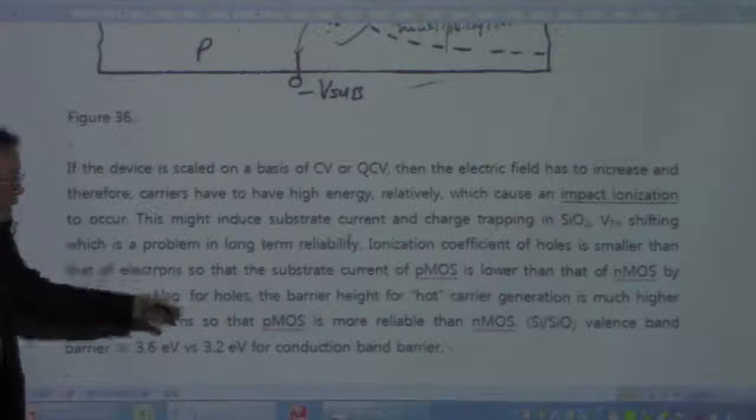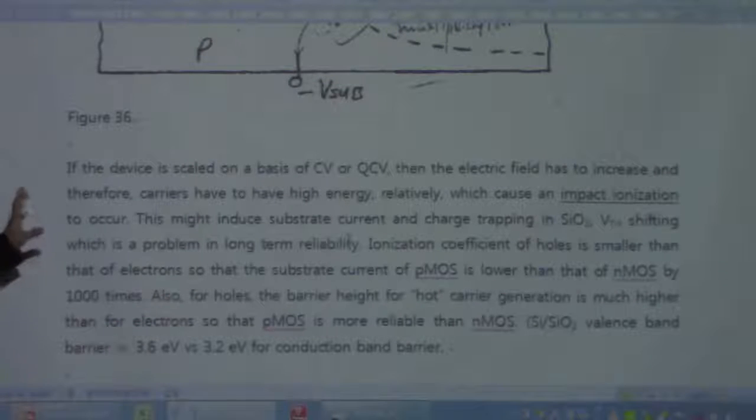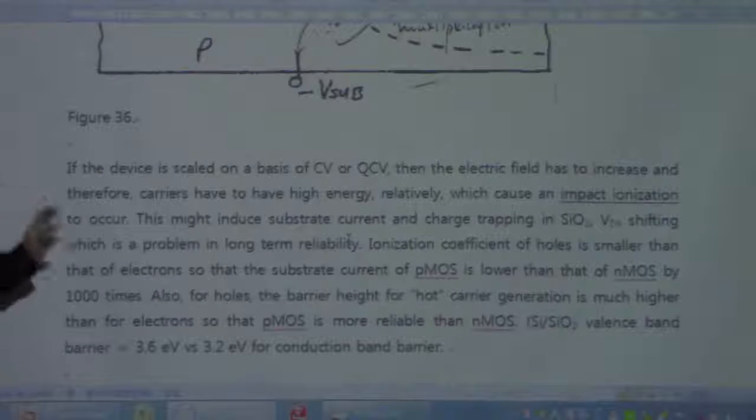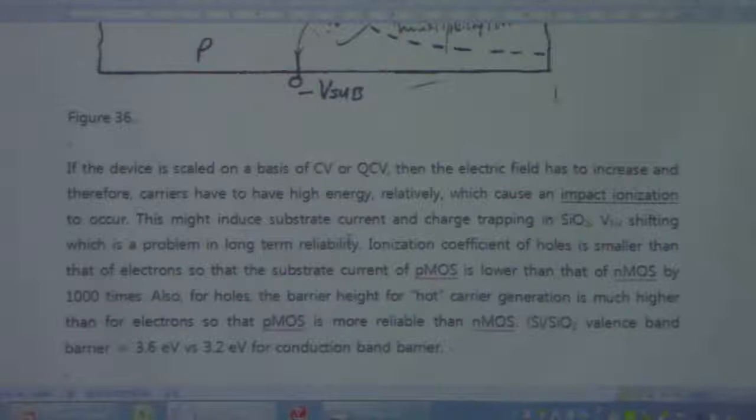So this is one of the reasons why we have to choose the PMOS instead of NMOS, even though the electron's mobility is much higher than the holes. This is another reason. There should be two reasons: one, the velocity saturation, and this, the impact ionization.